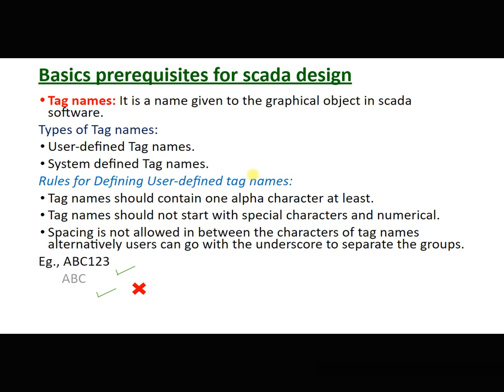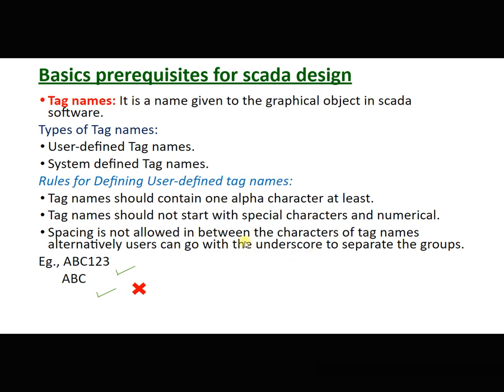You can see the user defined tag. These rules are applicable only to user defined tags, so we do not have the authority to create any system defined tags. The tag name should contain at least one alpha character. It is basically alphanumeric, consisting of characters, numbers, and special characters also. At least one alpha character is needed, and it should start with a character only, not with a special character or a numeral. Spacing is not allowed, so instead you can use the underscore. So these are the three rules.